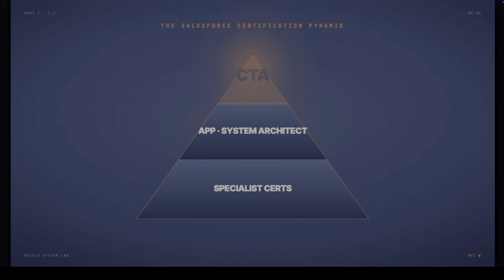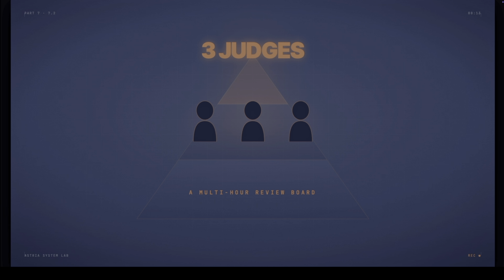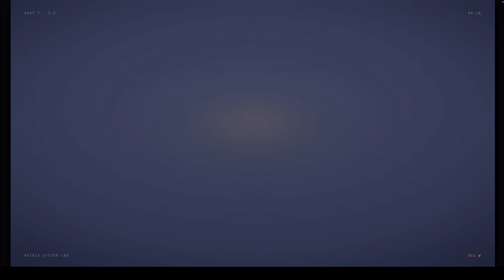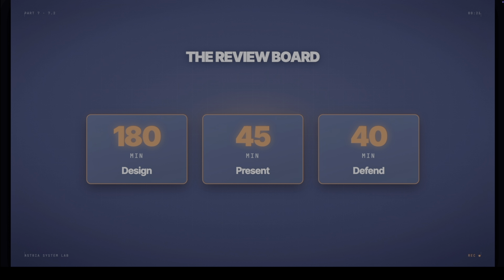At the top of the Salesforce certification pyramid sits the Certified Technical Architect, CTA, earned by those completing both the Application Architect and the System Architect paths, then passing a multi-hour review board with 3 CTA judges. You get just over 3 hours to design a complete enterprise architecture from a hypothetical scenario, then 45 minutes to present it, then 40 minutes to defend every decision under cross-examination.